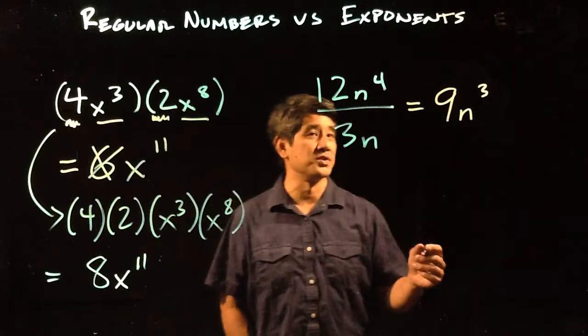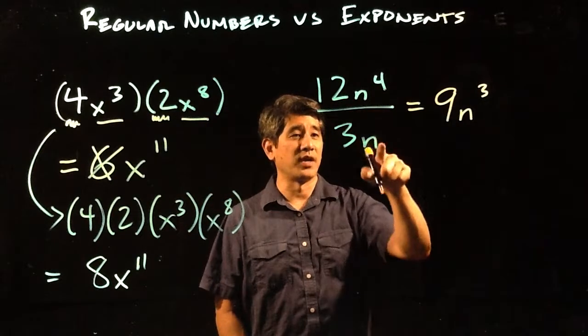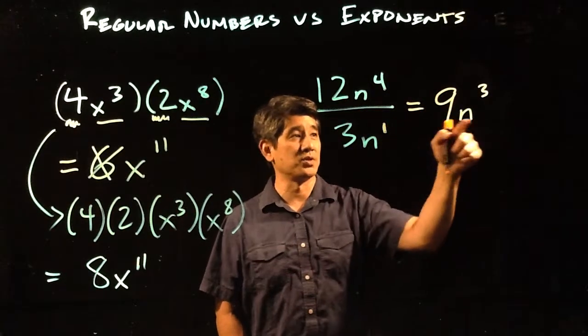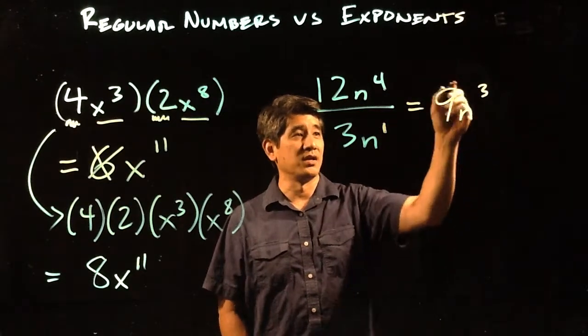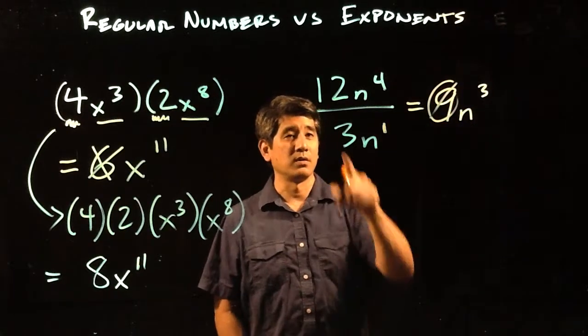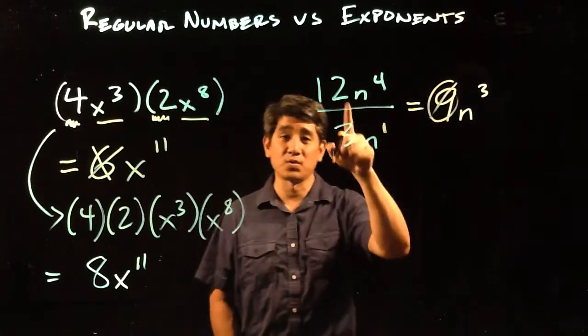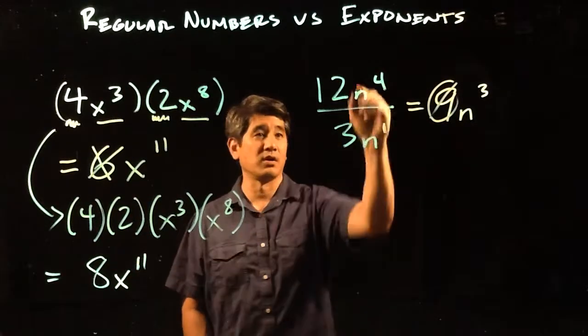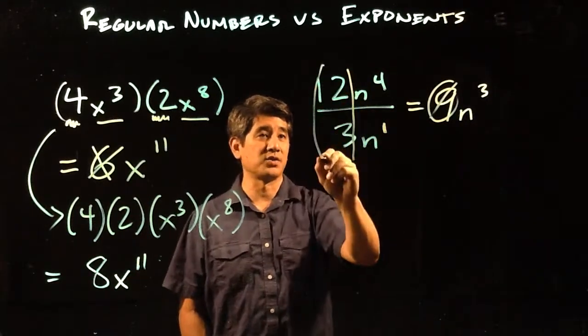What mistake just happened there? All right, well, what happened is this. N to the fourth divided by n to the first. That part's right. We subtract the exponents in a division problem. But 9 is incorrect. Okay? 12 divided by 3. These are normal numbers. So once again, you kind of want to separate it out like we did over here.